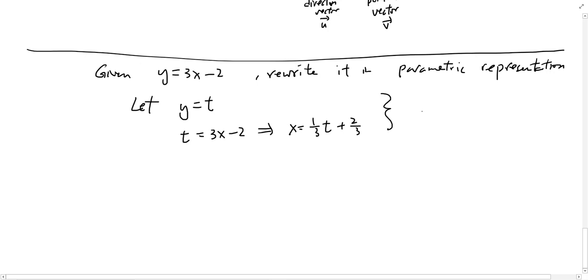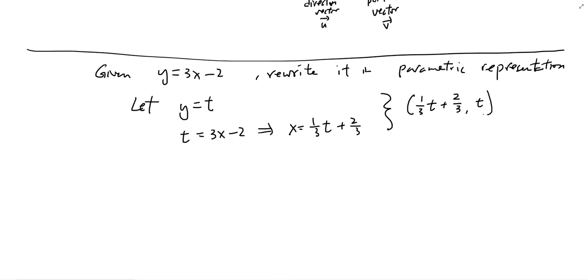Well, it becomes this. Now, important, even though we did let y equal t, when we list them in vector form, it's always x comma y. It doesn't matter which one we do first. So therefore, in vector form, this is 1/3 t plus 2/3 t. Notice that is quite different compared to our last answer.